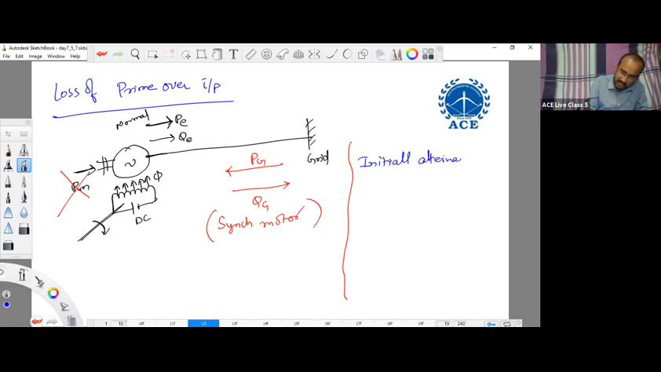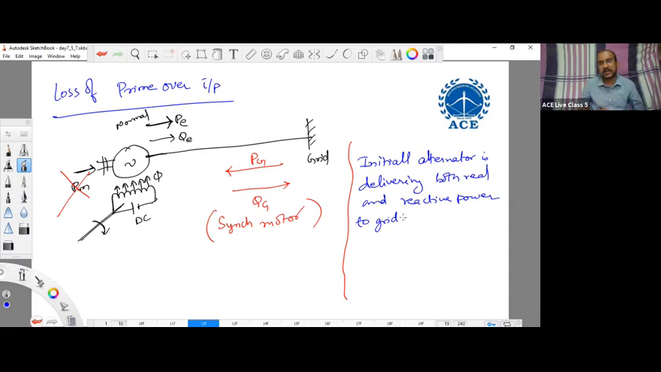Initially, the alternator is delivering both real and reactive power to the grid. But when the mechanical input fails, it behaves as a synchronous motor.